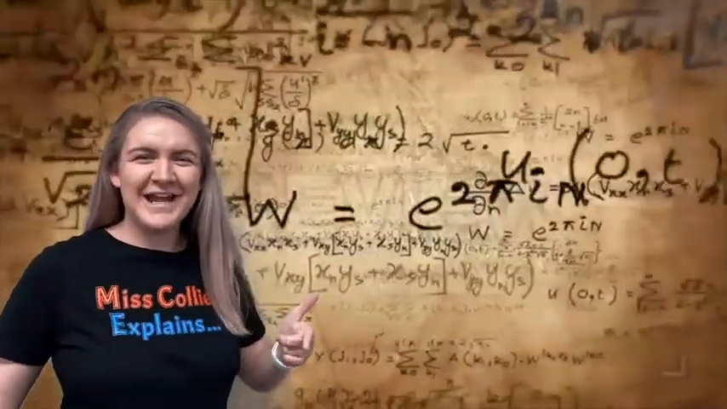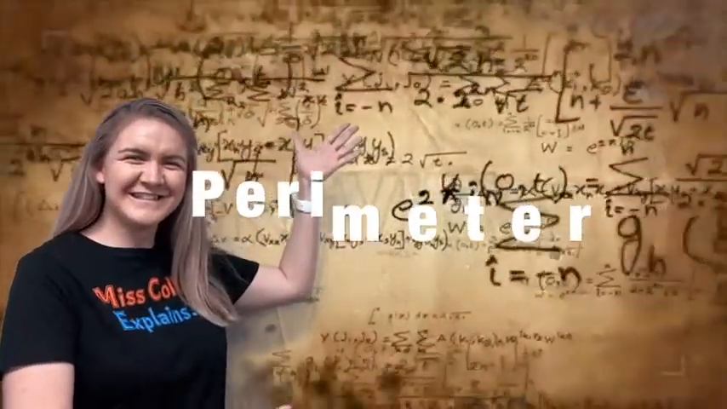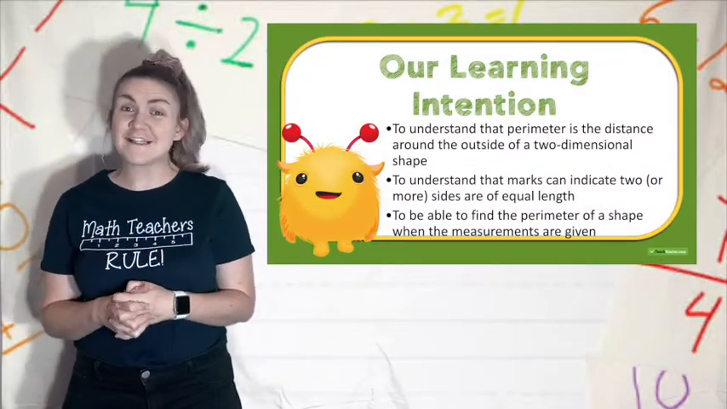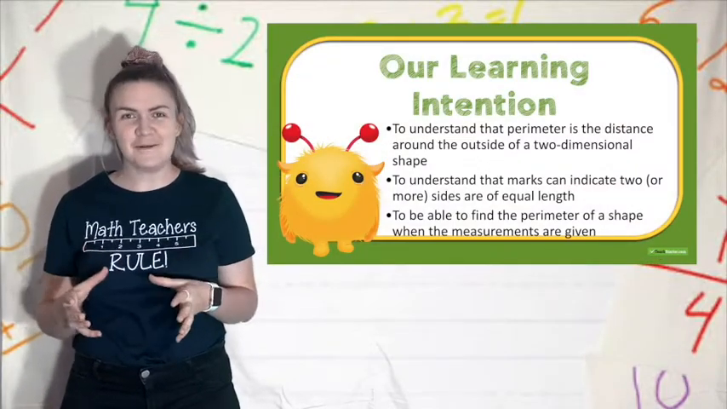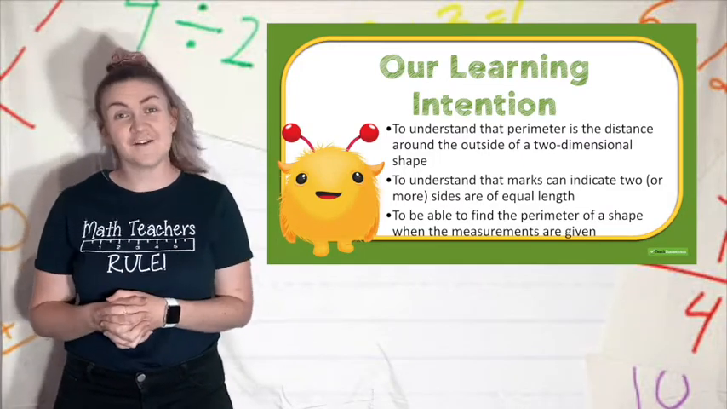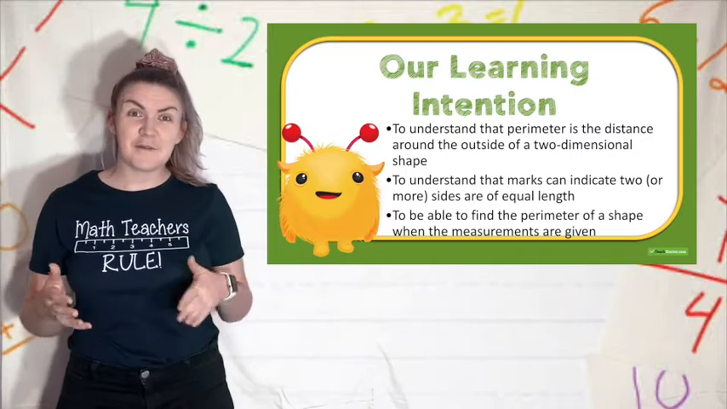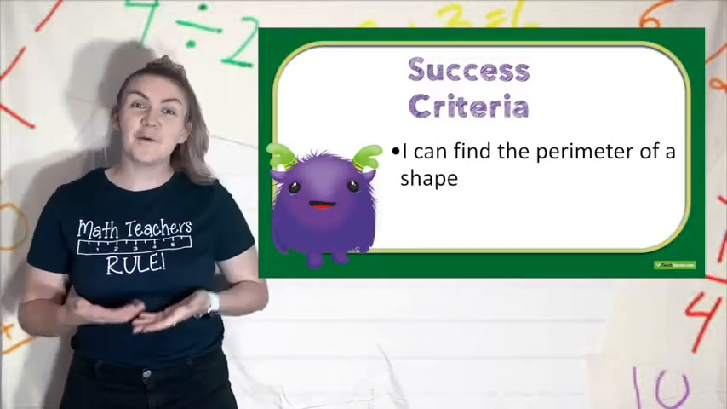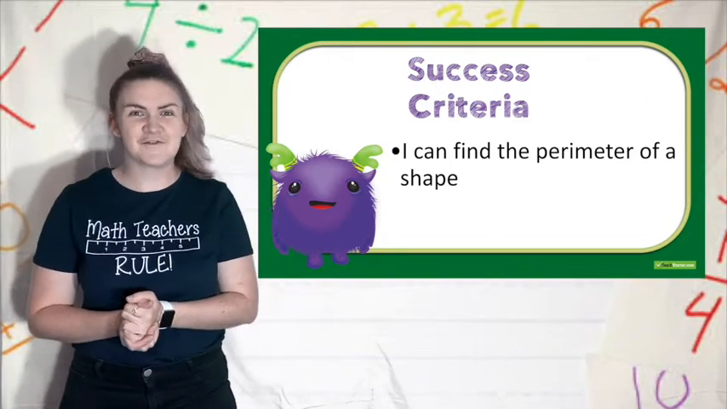Miss Collier explains! Perimeter. Our learning intentions are to understand that perimeter is the distance around a two-dimensional shape, to understand that marks can indicate two or more sides of equal length, and to be able to find the perimeter of a shape when the measurements are given. We will know we are successful when we can find the perimeter of different types of shapes.